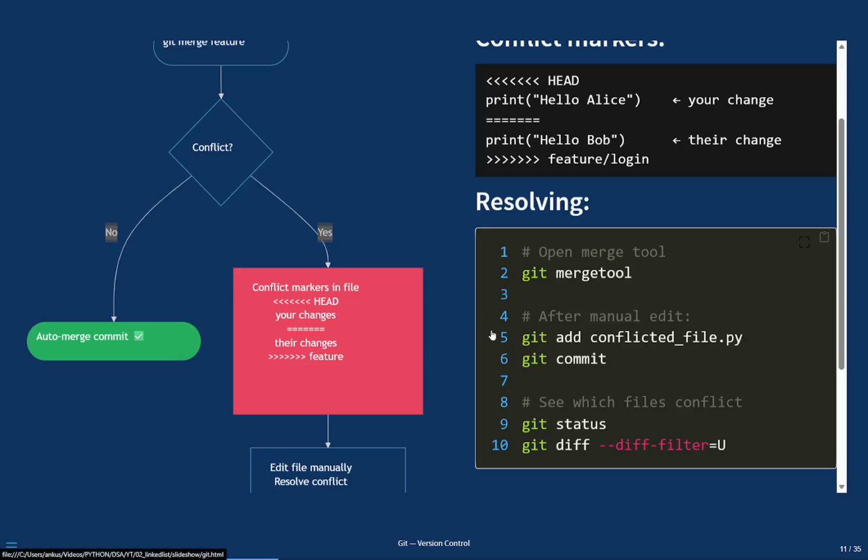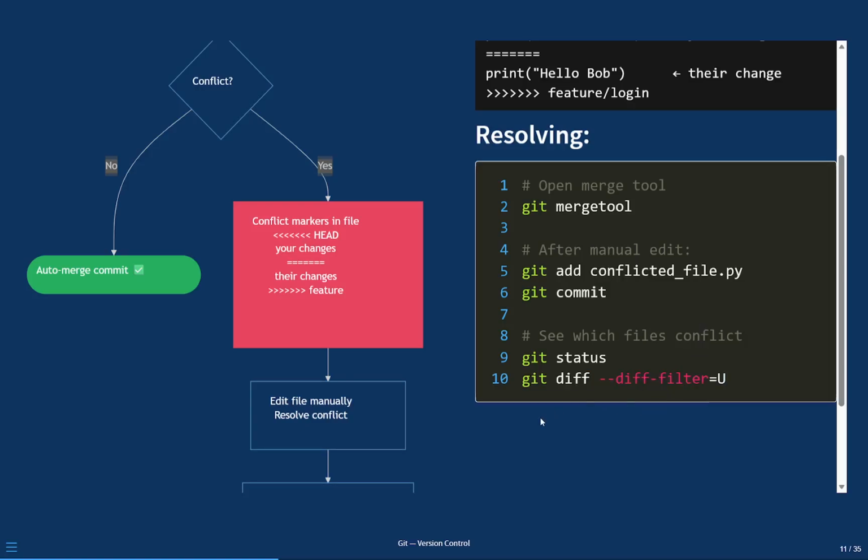Git will open your editor with a pre-filled merge commit message. Git mergetool launches a 3-panel visual diff tool if you prefer a GUI approach. And git diff --diff-filter=U shows only the files with unresolved conflicts, very useful when many files conflict at once. Conflicts are totally normal in collaborative development. Do not fear them. They are just a flag that says, a human needs to make a decision here.